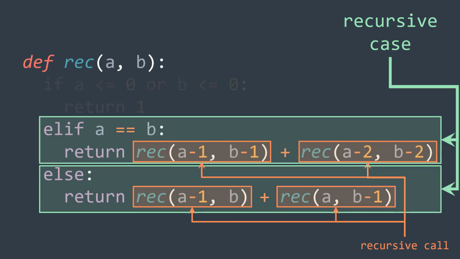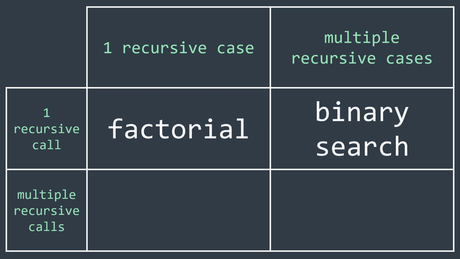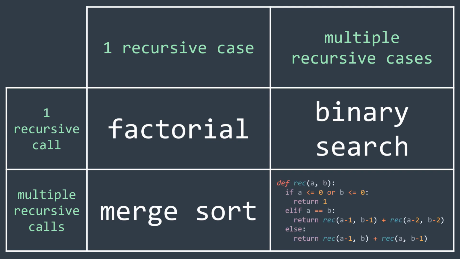In brief, we have four types of recursive functions: one recursive case and one recursive call, like factorial; multiple recursive cases and one recursive call, like binary search; one recursive case and multiple recursive calls, like merge sort; and multiple recursive cases and multiple recursive calls, like the one we've seen now.